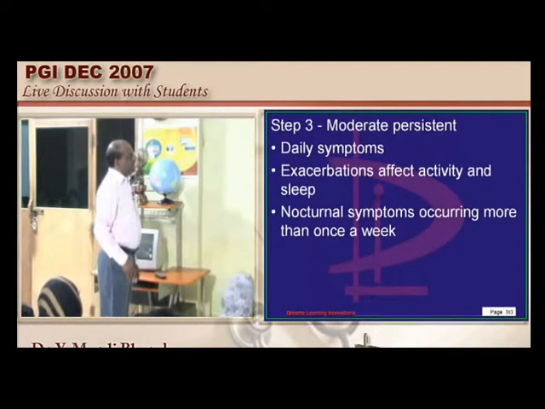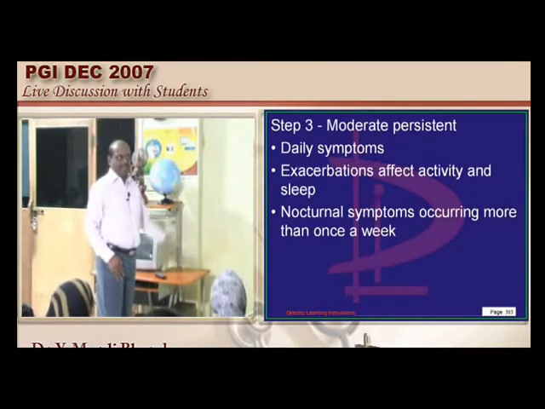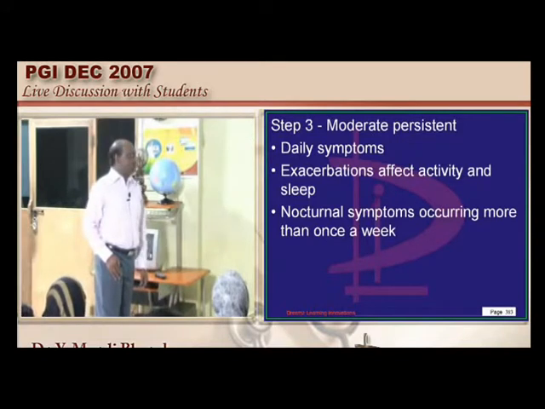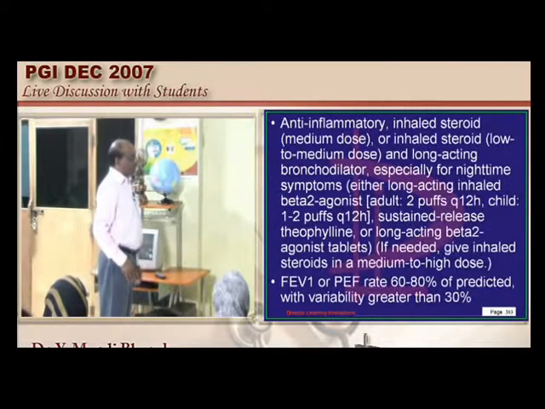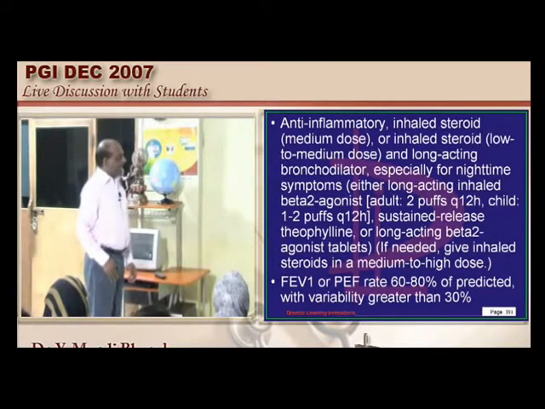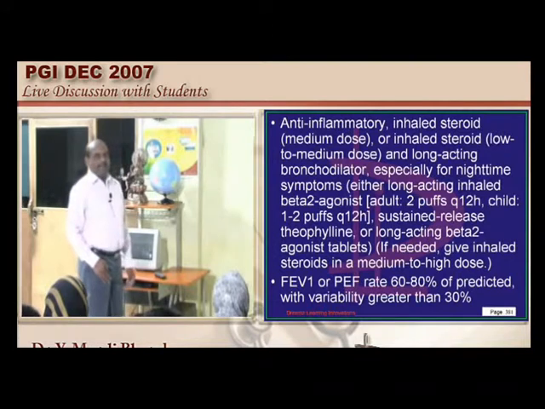Then moderate persistent is when daily symptoms are happening and exacerbations are causing sleep disturbance for the patient and his spouse also. Nocturnal symptoms are occurring more than once a week. That is the indication for a medium dose inhaled steroid, a long acting bronchodilator and a sustained release theophylline; they all need to be given. And the PEF value will be between 60 to 80%.